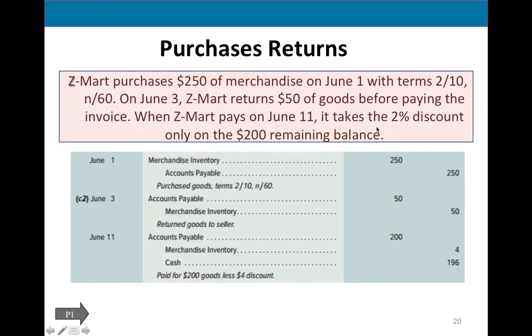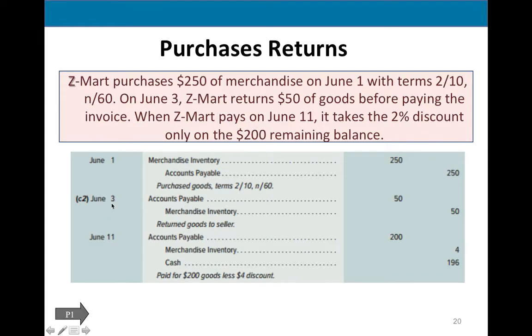Here is an example of the return. We purchased $250 of merchandise on June 1st on credit 2/10 net 60. So debit MI, credit AP. By the way, sometimes students make a mistake and they start calculating this discount right away. I don't know if I'm going to get a discount on June 1st. I will know whether or not I'm getting that discount on the day when I am sending a payment.